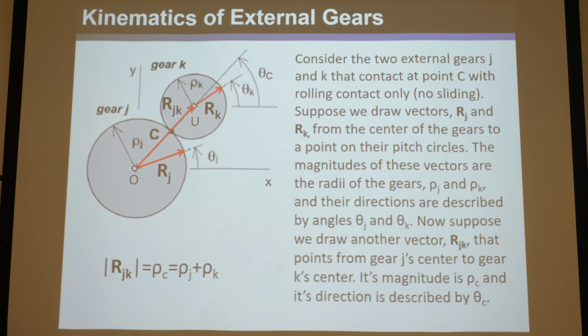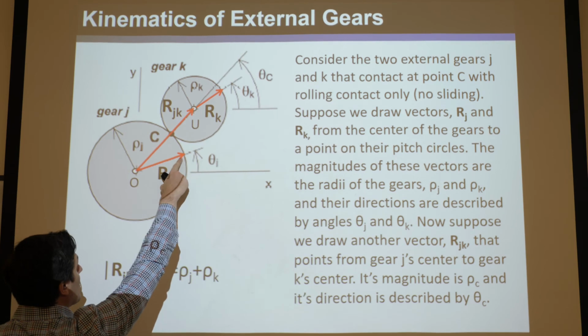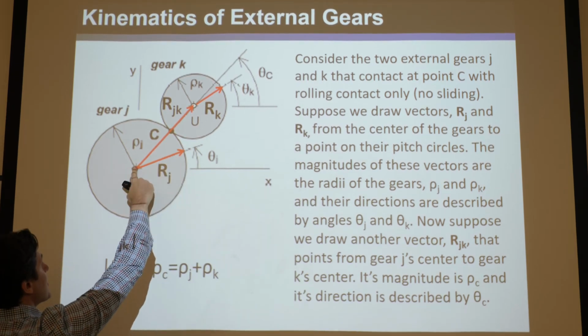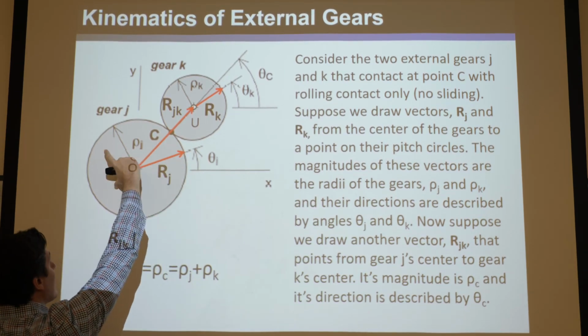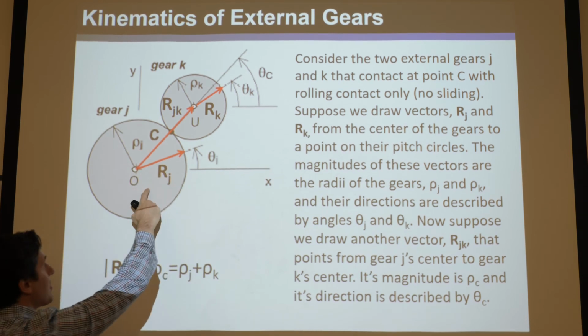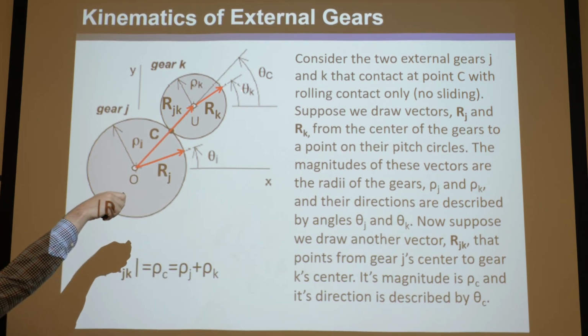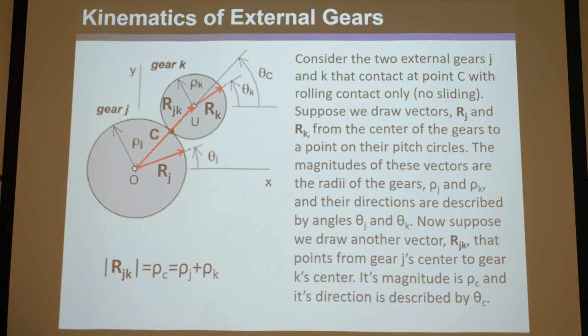Suppose we draw vectors R_J and R_K from the center of the gears to a point on their pitch circles. The magnitudes of these vectors are the radii of the gears, obviously, rho_J and rho_K, and their directions are described by angles theta_J and theta_K. So if you draw the tail, a horizontal line, and go up there, that describes the rotation. These are two points on J, and this captures the rotation of that. Same thing with this: theta_K captures the rotation of gear K, okay?